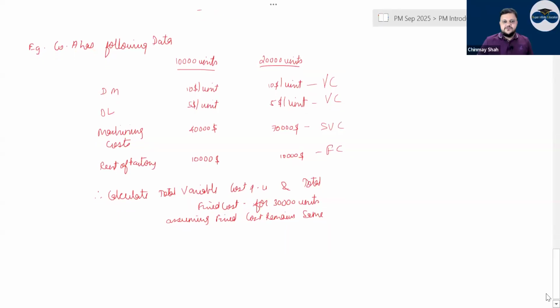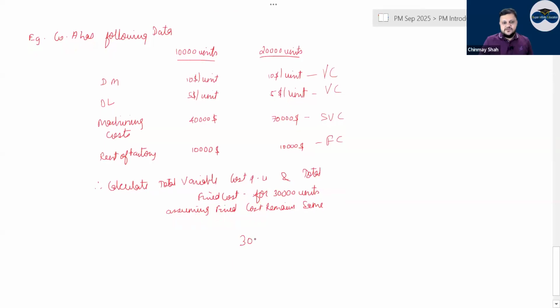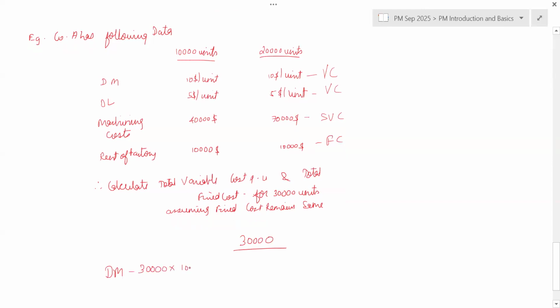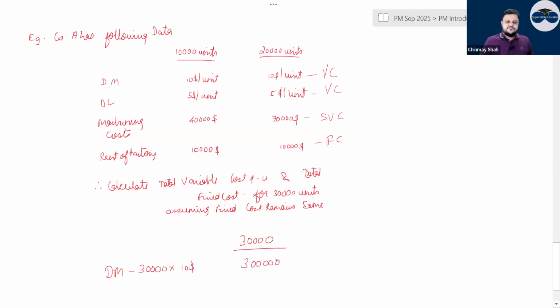Now for that you have to do what? For 30,000 units you have to find the cost. अभी एक मिनट. Direct material, how much is it for 30,000 units? Tell me. 30,000 into how much, Baba? $10. Right? So how much it is? 300,000. चलो. Direct labor also you are okay. 30,000 into $5. How much is that, Baba? Tell me.